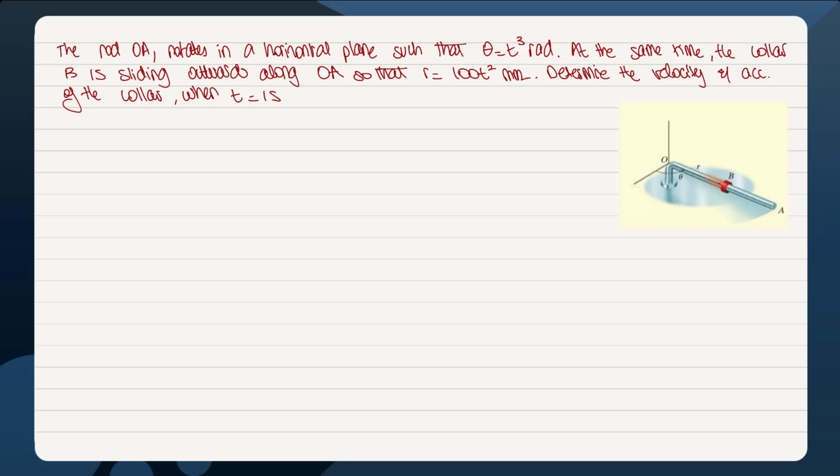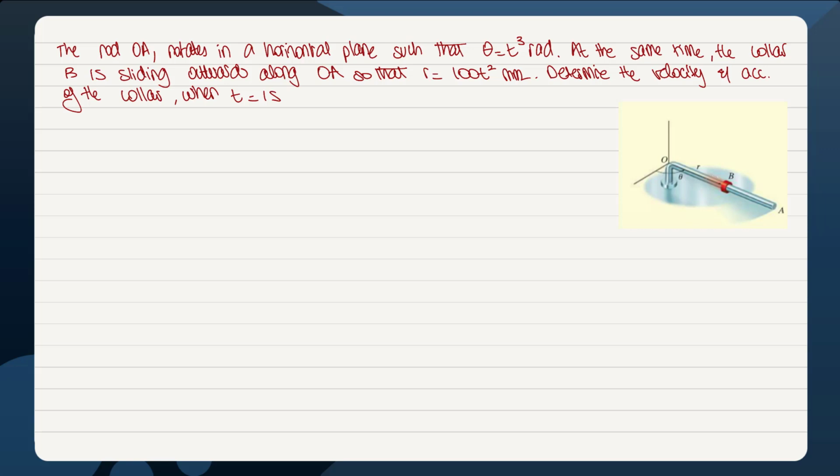We have here on the image, which is shown on the right, a rod OA, which rotates in a horizontal plane such that theta is equal to t cubed in radians. At the same time, the collar B is sliding outwards along OA so that r is equal to 100 t squared in millimeters. We're asked to determine the velocity and acceleration of the collar when t is equal to 1 second.